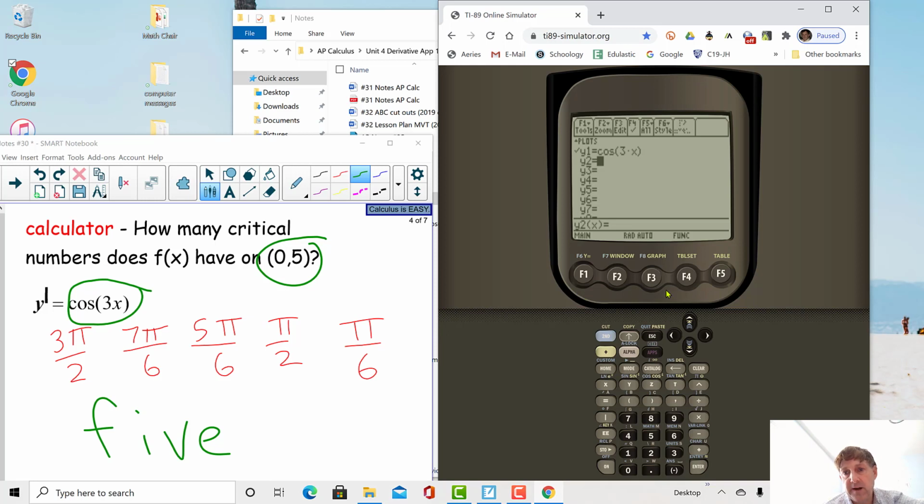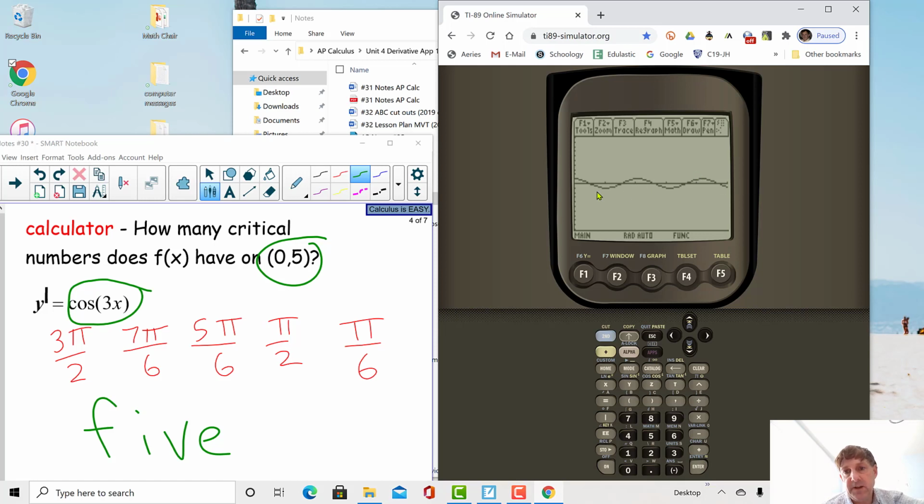We want to do it on our interval from 0 to 5. So before I push graph, I want to go to window, that's the diamond and F2, so that I can go from x equals 0 as my starting value, and then x equals 5 as my ending value. Now I can graph it, that's the diamond and F3. And then you can just look to see how many times the graph crosses the x-axis.